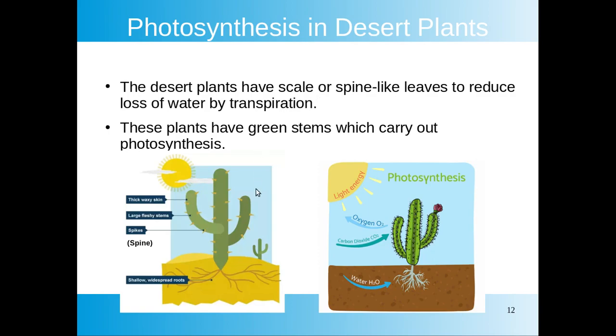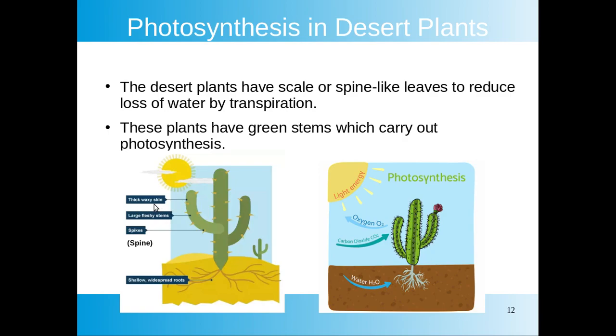All of you can see the picture of the desert plant here. Now, what are the modifications of the desert plant? They have a thick fleshy stem which stores water. They have a thick waxy skin to prevent transpiration.